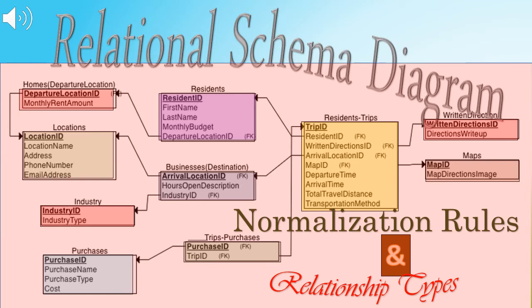And so as for the 3 normalization rules, the first normal form concerns ensuring that there are no repeated groups in the table, as well as no other tables having the same name as a given table. A hint that this rule is not followed is if you see an S at the end of one of your field names in one of your tables.